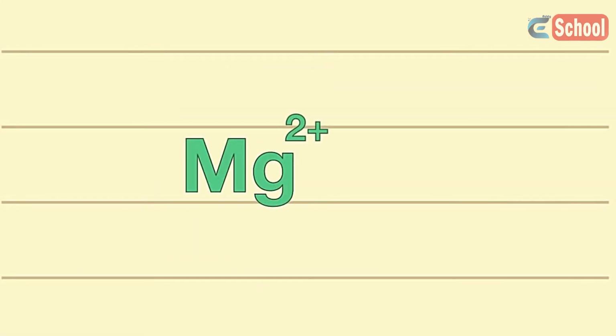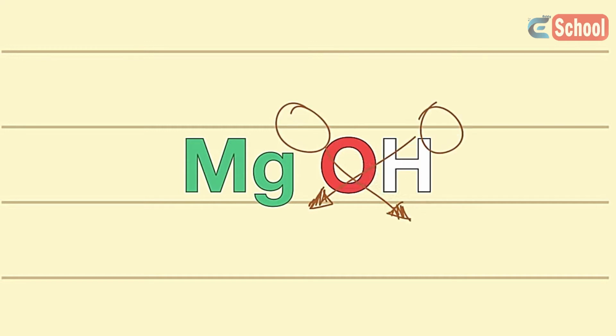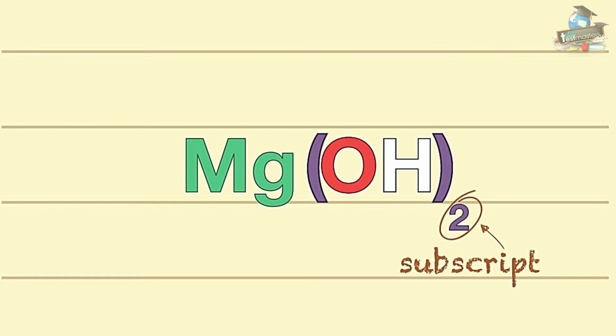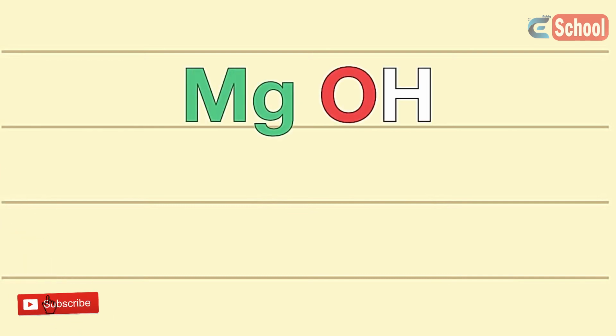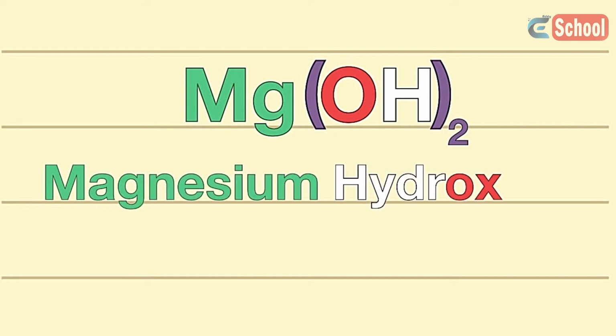Now, for our second example, let's write a magnesium ion and a hydroxide ion side by side. Let's crisscross these charges. The structure of the hydroxide ion is not changed when forming an ionic compound. For this example, we simply need 2 hydroxide ions to fully balance out the +2 charge of the magnesium ion. This is represented by placing the O and H in round brackets and the 2 as a subscript. So the formula is Mg(OH)2, and its name is magnesium hydroxide.